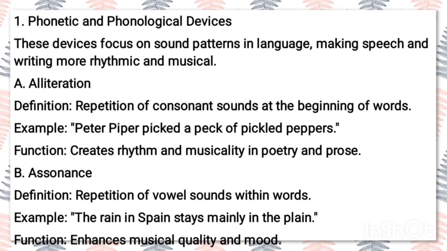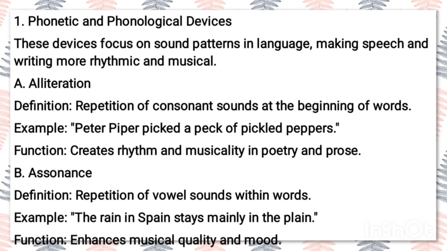First one is alliteration. Definition: the repetition of consonant sounds at the beginning of words. For example, Peter Piper picked a peck of pickled peppers. Its function: this device creates rhythm and musicality in speech and writing. It is commonly used in poetry to create a pleasing sound and make phrases more memorable.